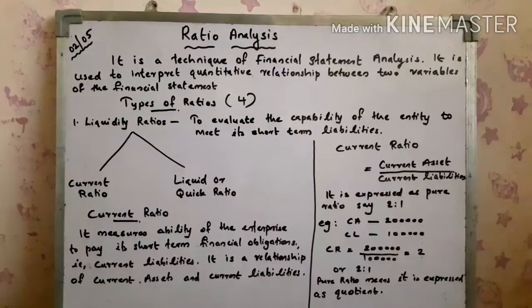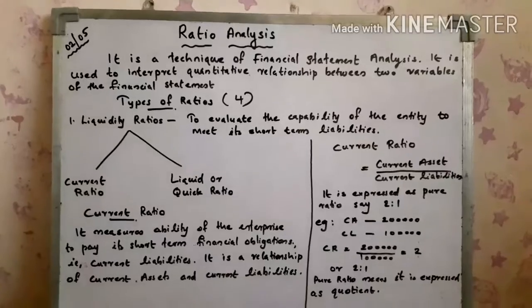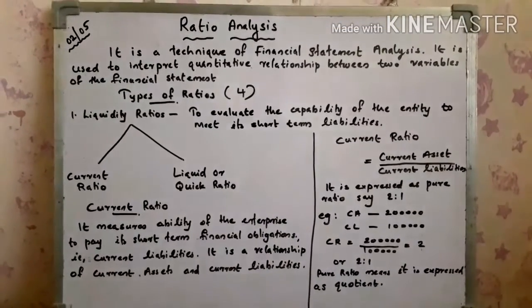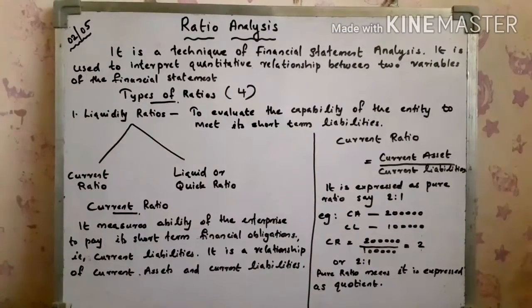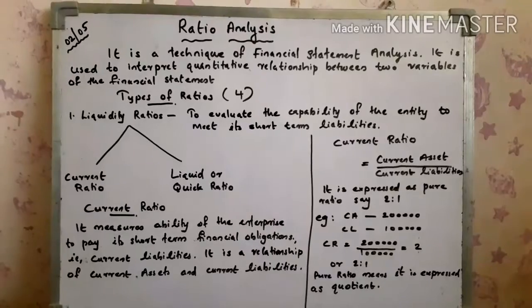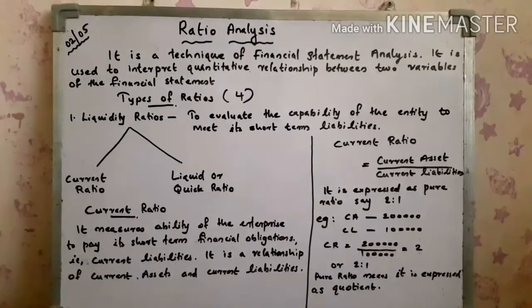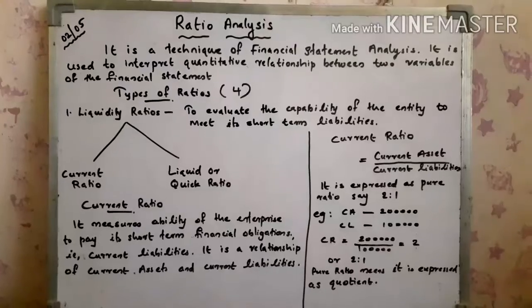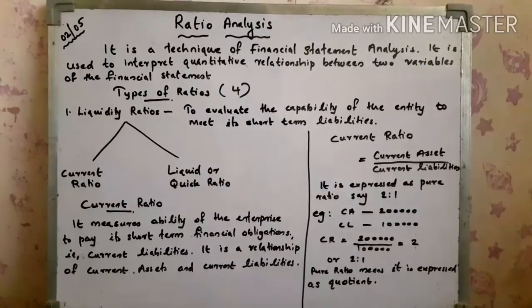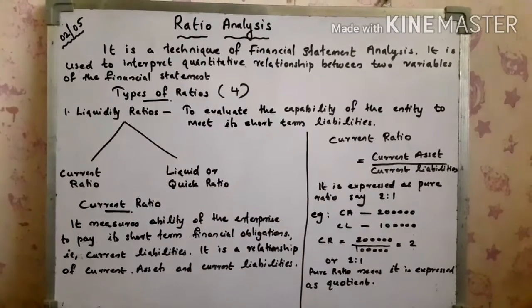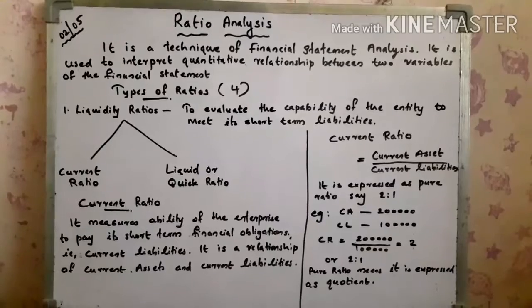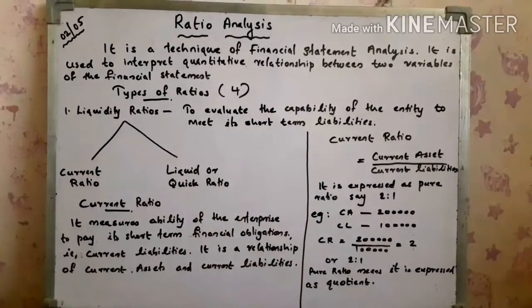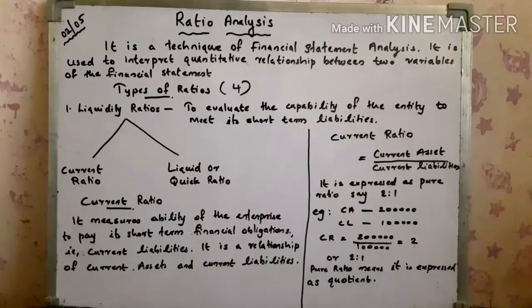It is expressed as a pure ratio. For example, current assets are 2 lakhs, current liabilities are 1 lakh. So the current ratio is equal to 2 lakhs divided by 1 lakh, that is 2, or 2:1. Pure ratio means it is expressed as a quotient. So in this way we can calculate the current ratio: current assets divided by current liabilities.